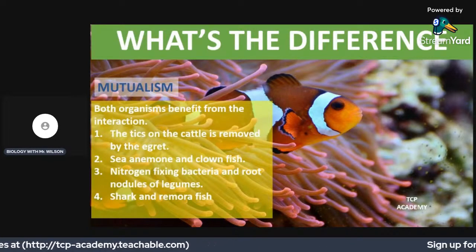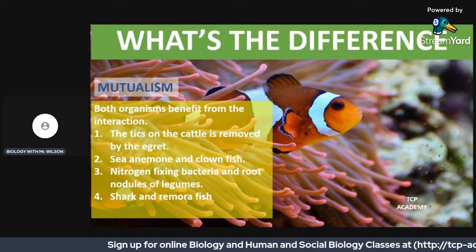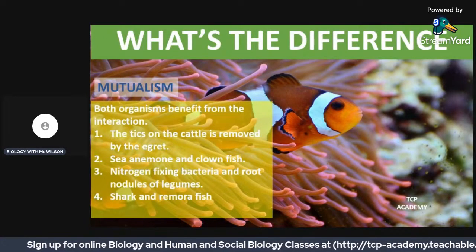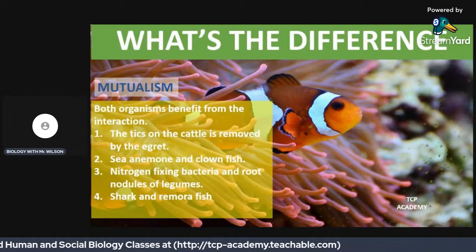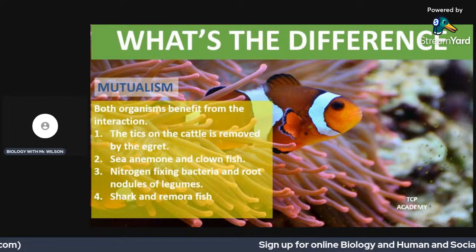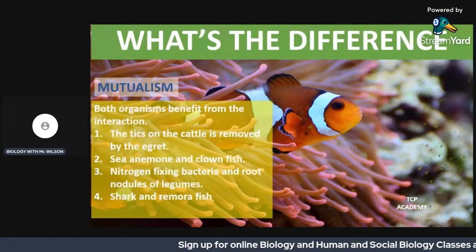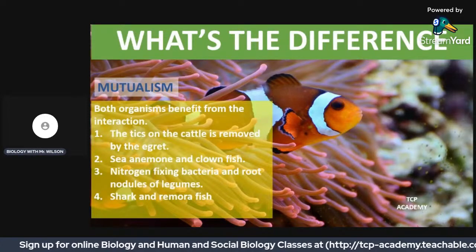The sea anemone and the clownfish, as is seen in the picture. Here, the clownfish would get food and protection from the anemone, while the anemone would get nutrients from the droppings of the fish. The fish would also remove organisms that would harm the anemone, which makes it a mutualistic relationship as both organisms are benefiting.